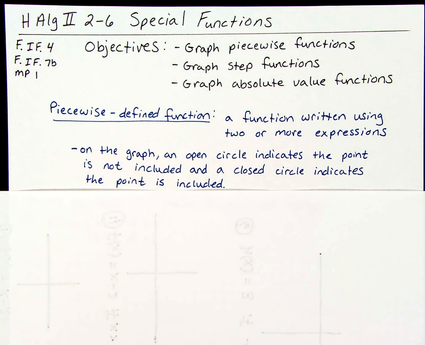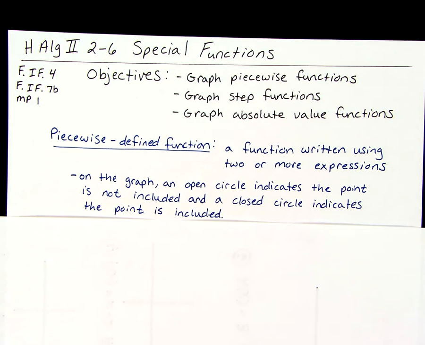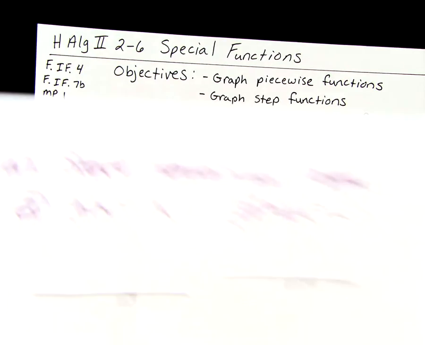Okay? So on the graph, an open circle will indicate a point that is not included, and a closed circle will indicate the point that is included. Now, before we get into graphing piecewise defined functions, we're just going to go back and review how to graph linear functions, and then we'll work up to the piecewise functions.